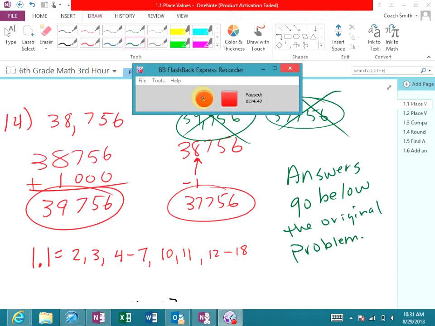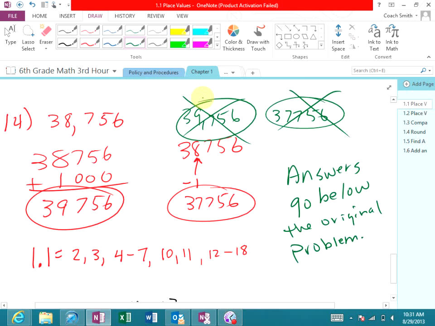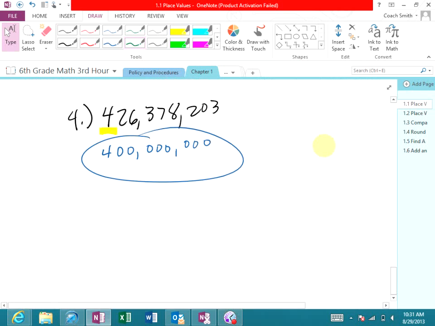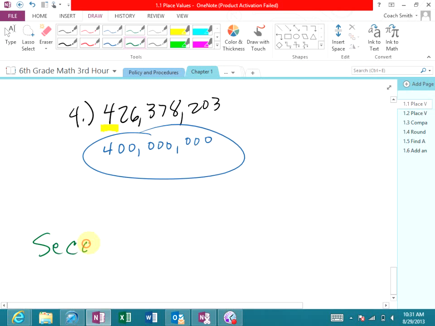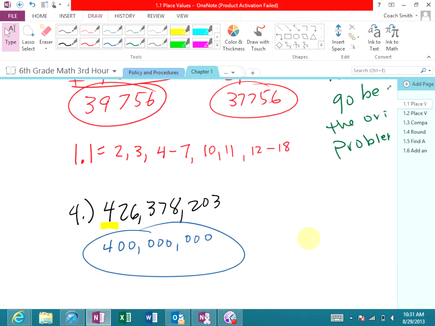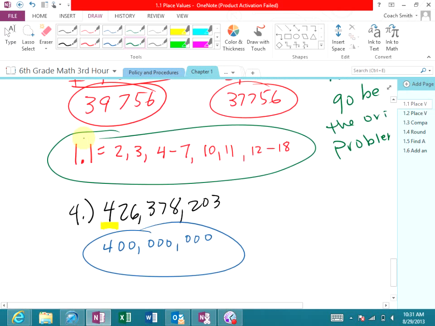I want you to get started on the second section of your spiral. Everybody do that right now. In the second section of your spiral, on the top line, put 1.1 and then write those numbers down: 2, 3, 4 through 7, 10 and 11, 12 through 18. Do that now. Yes, sir.